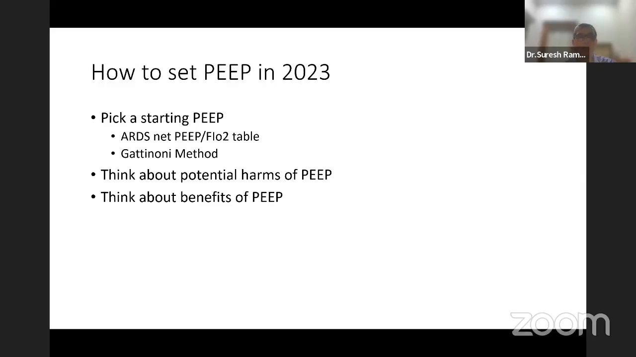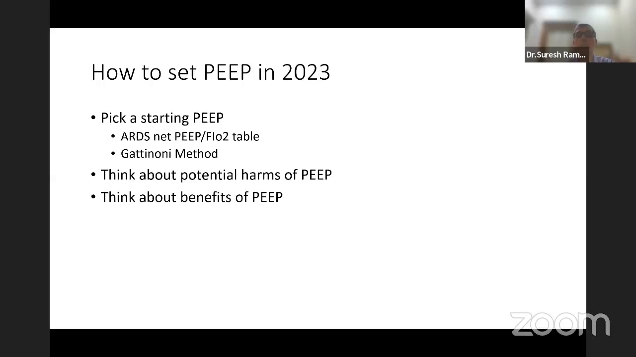But more importantly, think about what harm you can do with PEEP. As I said, this 1977 paper from Suter clearly points out that tissue perfusion will go down, the SCVO2 will go down, and the right heart is going to be harmed. So think about that. Then, once you're sure you are not harming this patient, you start a PEEP. Then you make sure that the PEEP is not harming the patient. Then you ask, can I increase the PEEP, thinking about the benefits of PEEP, which we just talked about, that it's going to prevent atelectrauma, and how am I going to best do it? So this is how we set PEEP in 2023.